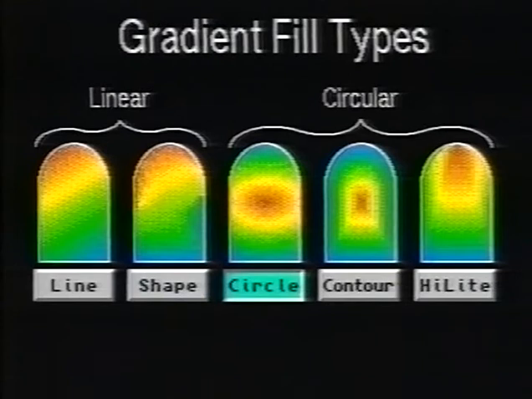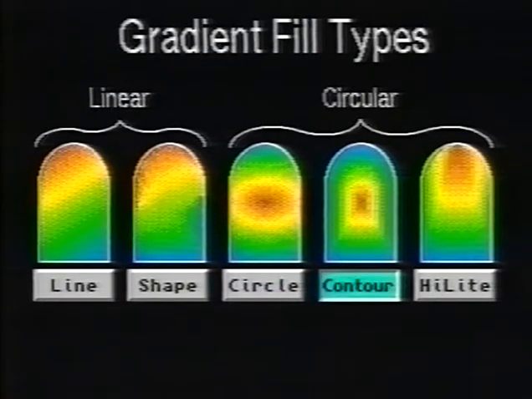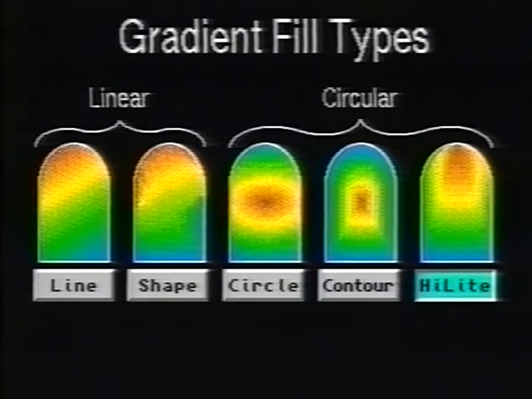Circular fills the object with a circular gradient, radiating outward from the point where you click, and does not take the shape of the object into account. Contour fills the object with a gradient taking the shape of the object into account. This creates a contour effect, reminiscent of topographical maps. Highlight is similar to contour, but optimized to create a highlight effect. Like contours, the object is filled with the shape taken into account.